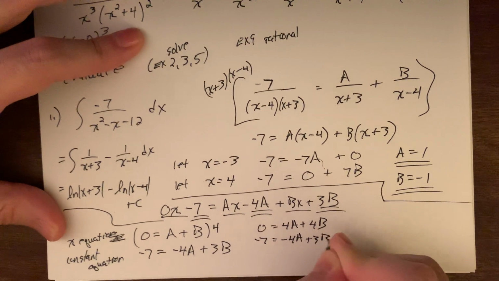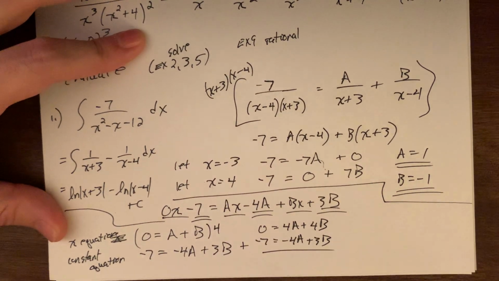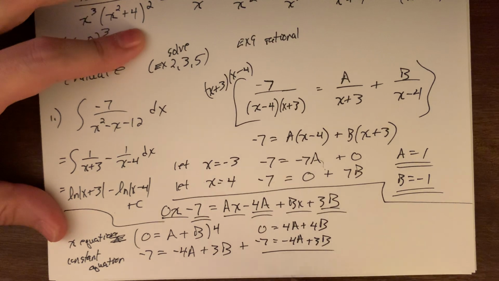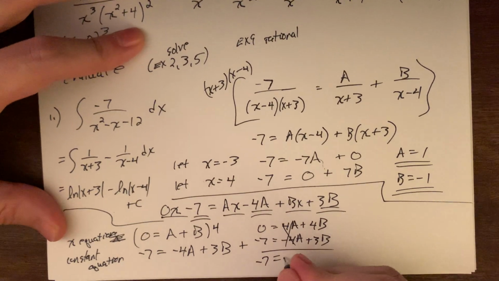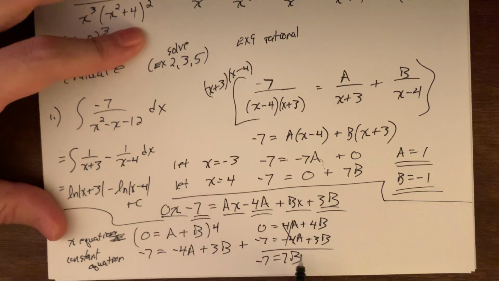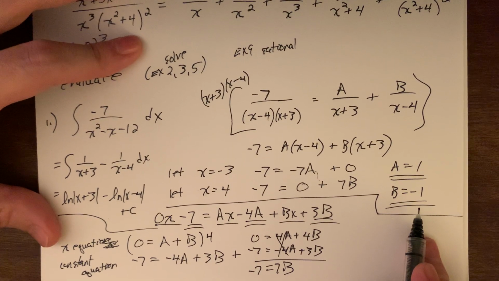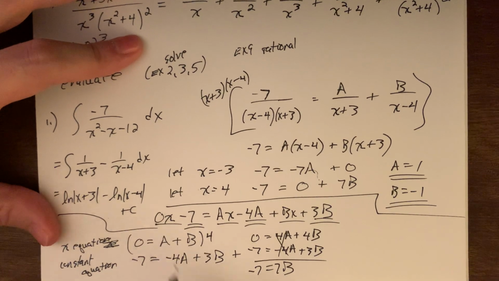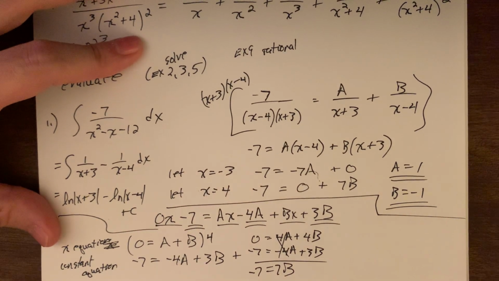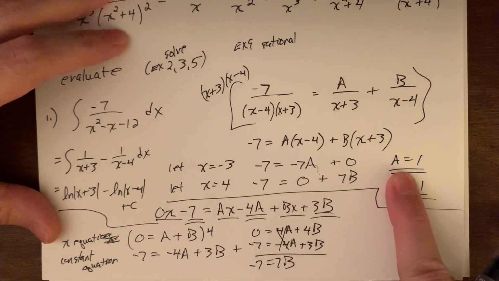And now you're literally adding these equations. So that's just adding all the like terms. 0 plus a negative 7 is negative 7. These cancel as we said. There's 7b. Solve for b. You get negative 1. And then once you have a value for one variable, plug into either the original, solve for the other, and you'll get A as positive 1.